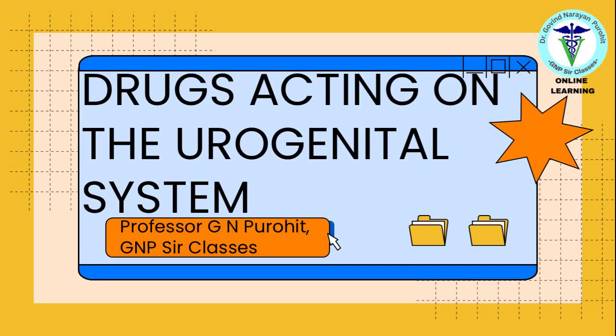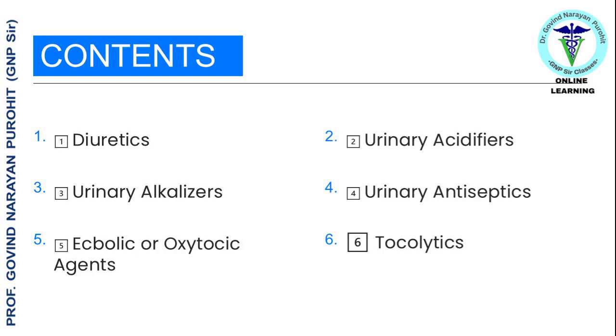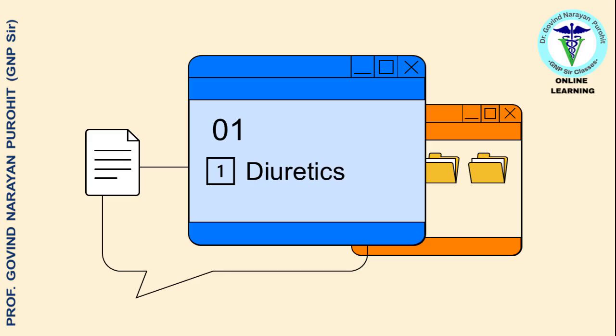Professor Govind Narayan Purohit in this lecture explains the drugs acting on the urogenital system. Listen carefully till the end to learn all the drugs. Here are the contents. We will discuss diuretics, urinary acidifiers, urinary alkalizers, urinary antiseptics, ecbolics, and tocolytics. So first let us talk about diuretics.